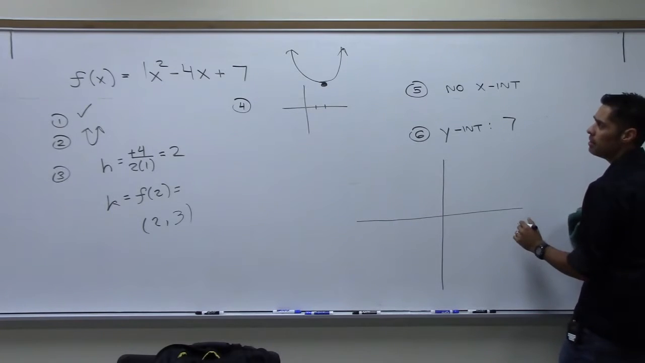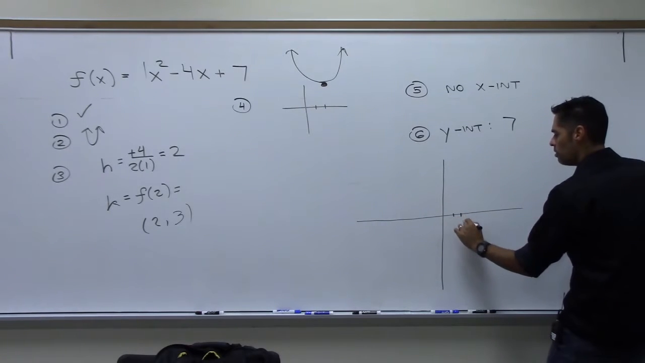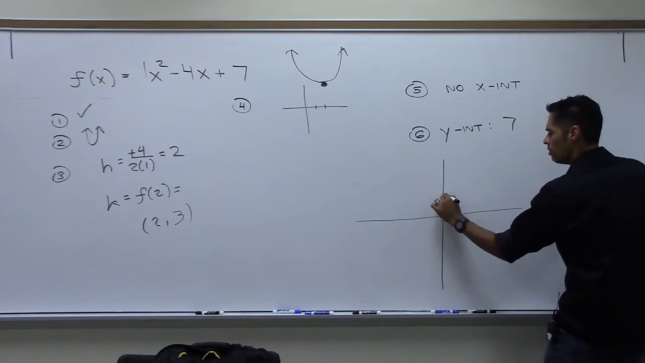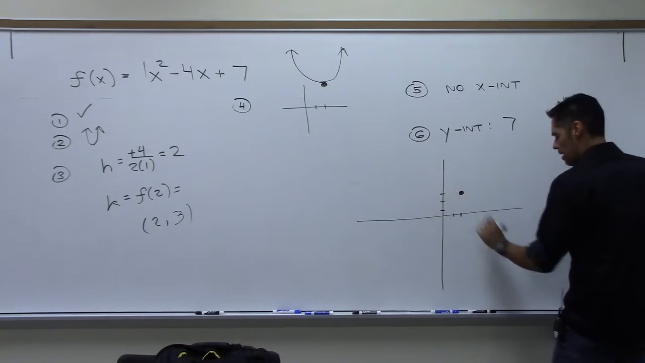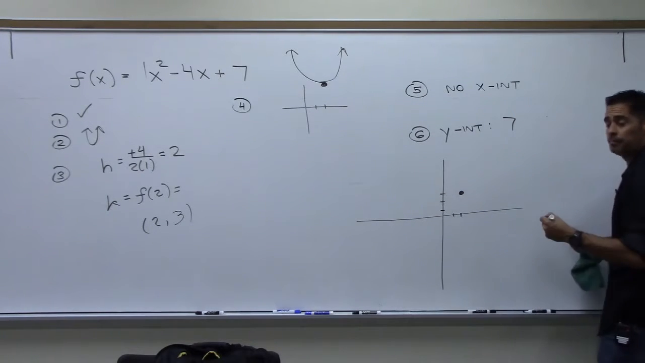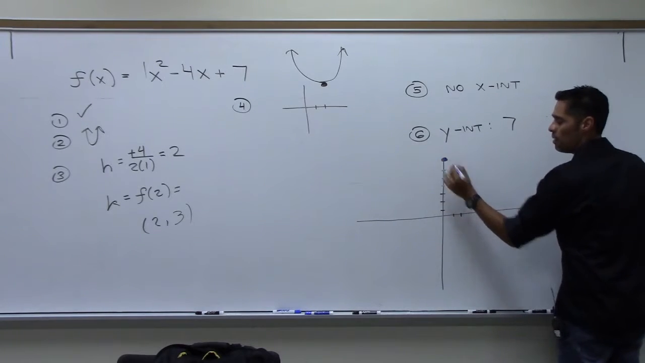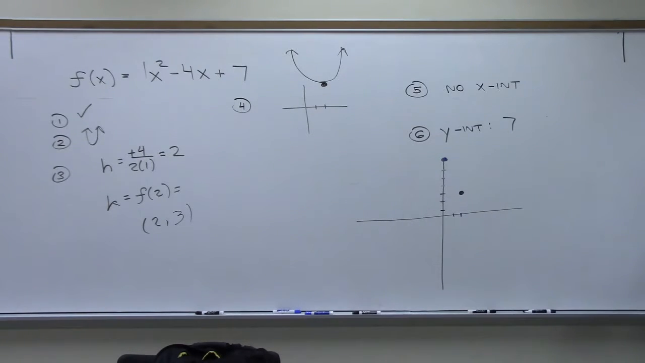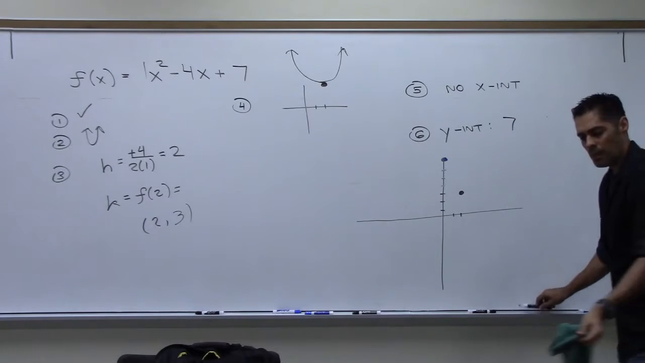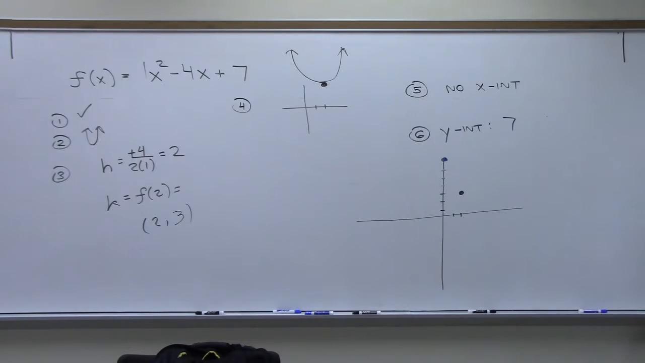My vertex is out 2, up 3: 1, 2, 1, 2, 3. Here's my vertex. I have a y-intercept of what? 7: 4, 5, 6, 7. I'm not labeling the points. You understand you would need to do that, right? So how am I going to draw this if that's all I have?